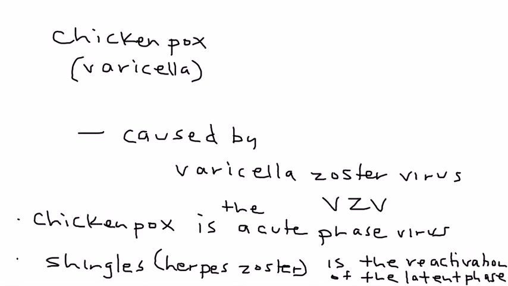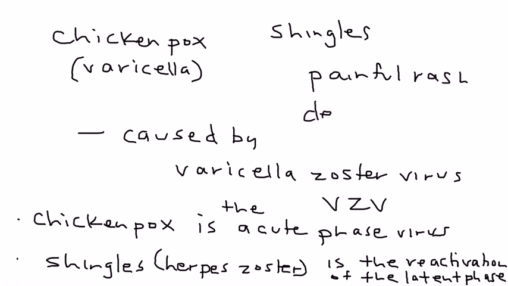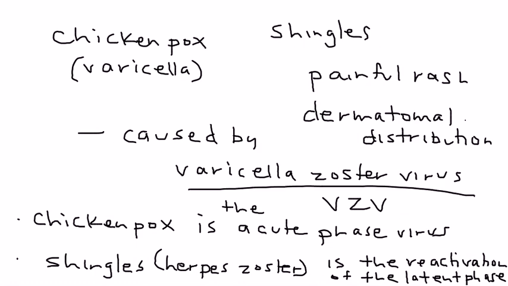Don't confuse the two. And shingles, essentially, very quickly, it's a very painful rash that occurs in a dermatomal distribution. So that's essentially the two rashes that are caused by varicella zoster virus. But in this video, I will concentrate on chickenpox.